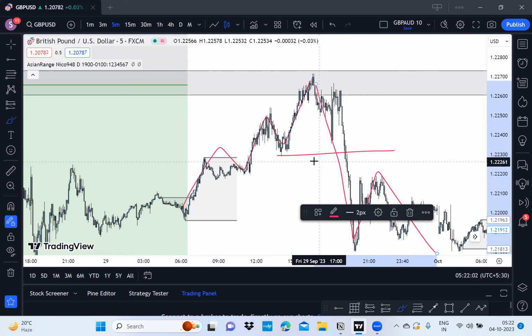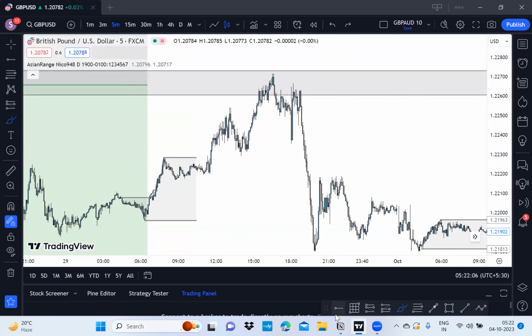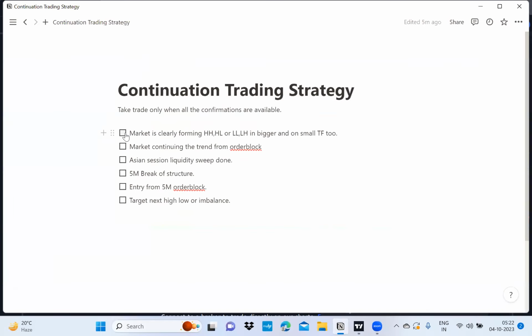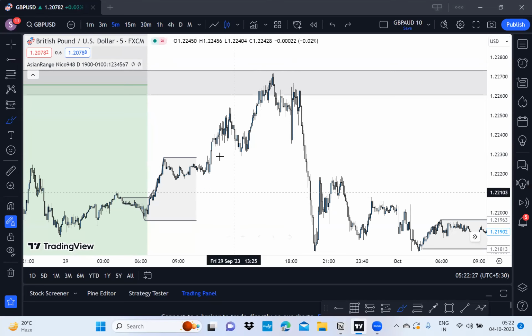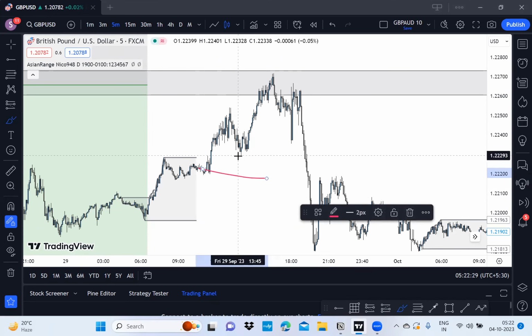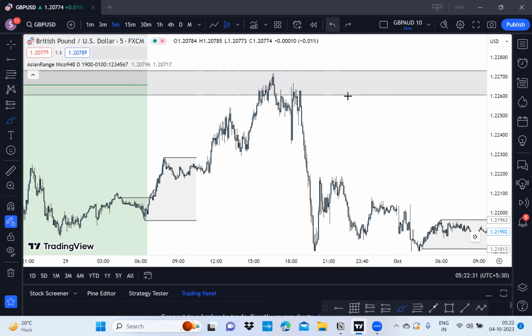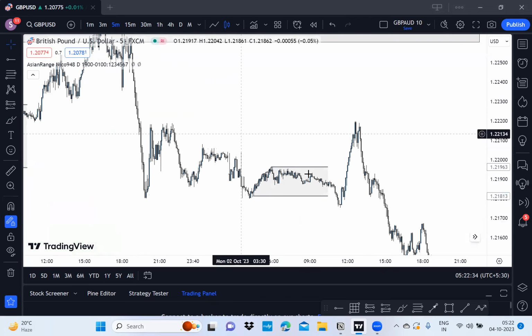So once the market breaks this previous low, once we are confirmed that the market is clearly forming lower low, lower high in the bigger time frame and on the smaller time frame too, the smaller time frame is also in our favor, the major time frame is also in our favor. Bigger time frame and smaller time frame, both are in favor. Now once this is done, the market broke this low, now we will look for the trades, because now the market is continuing.